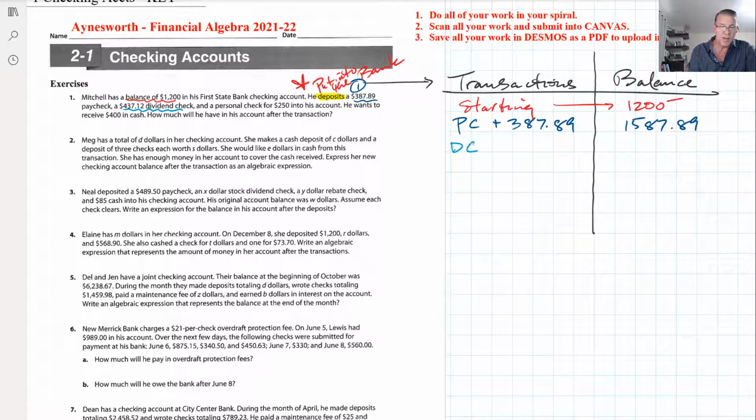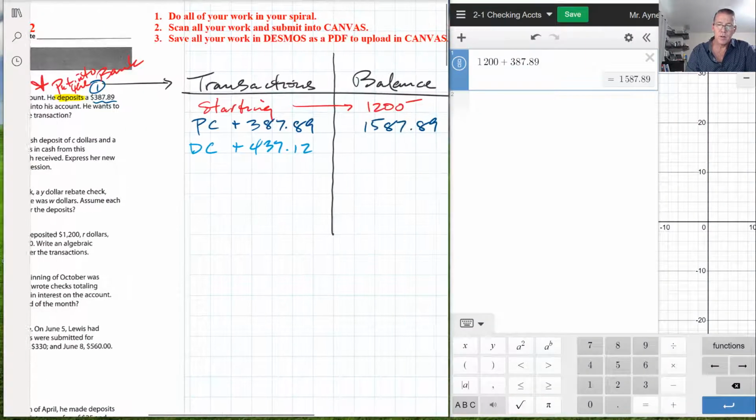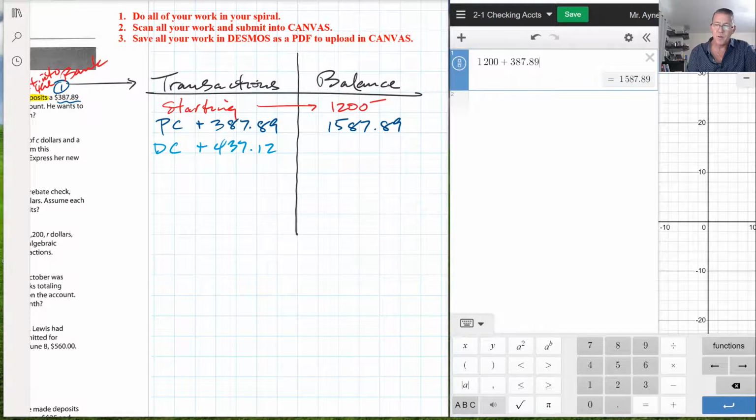So your dividend check here, DC, is $437.12. We're going to put a plus sign just indicating that we're adding here, so our balance is going to grow. All right, and so let's see what we have. We don't go to the next line in Desmos. Just simply type in plus 437 and 12 cents, okay? And it gives you a current balance of $2,025.01. These are in dollars.